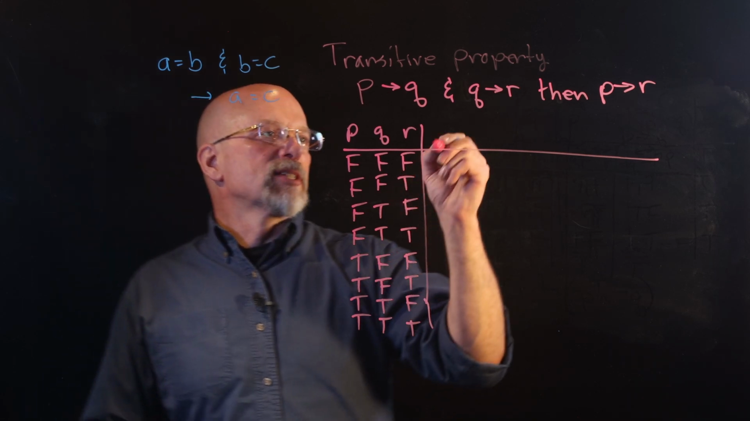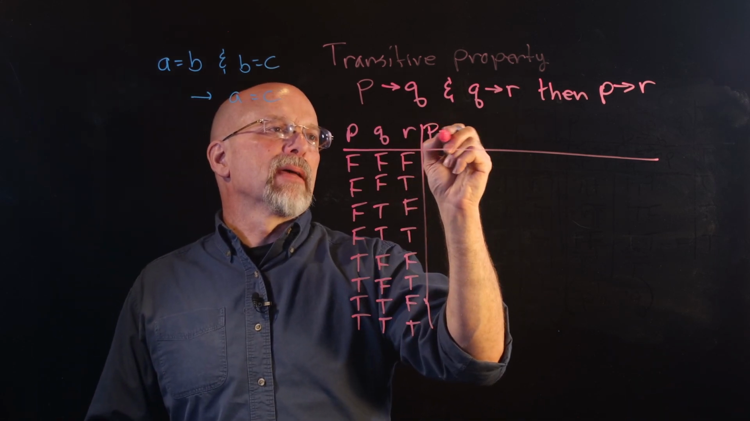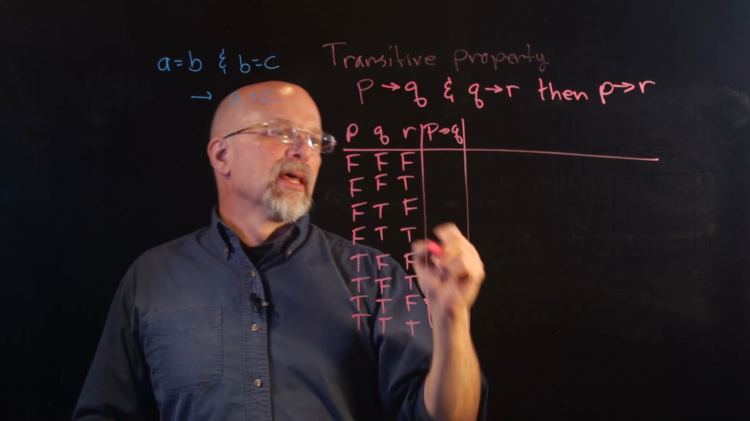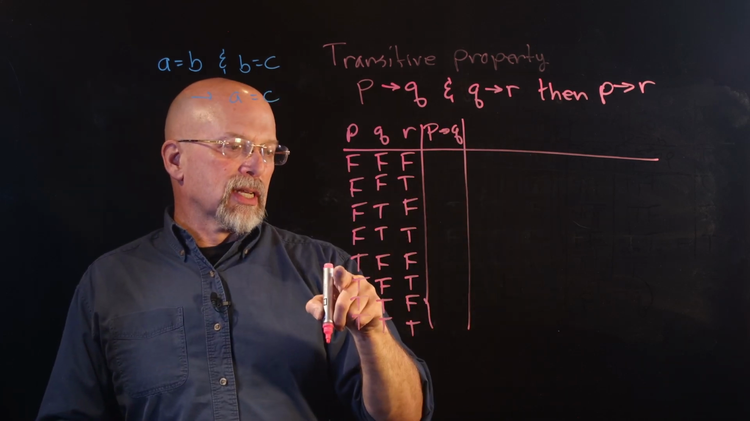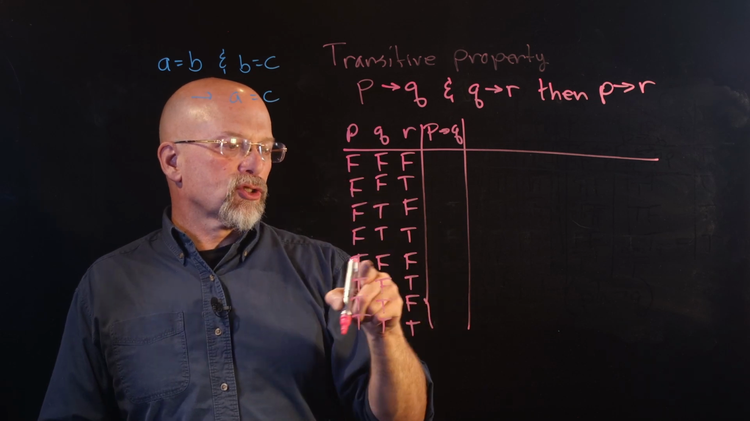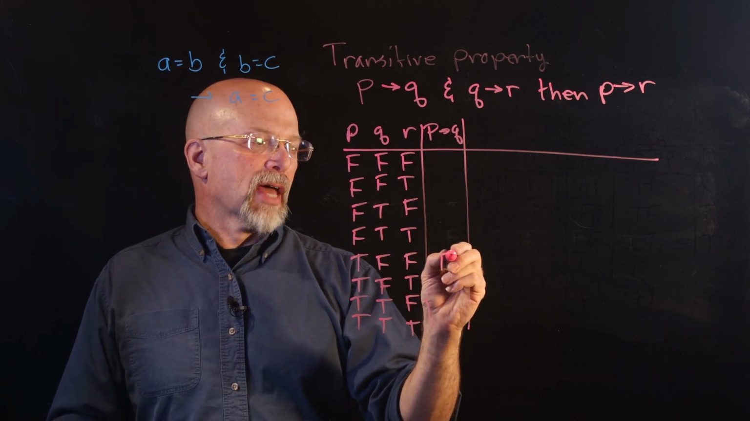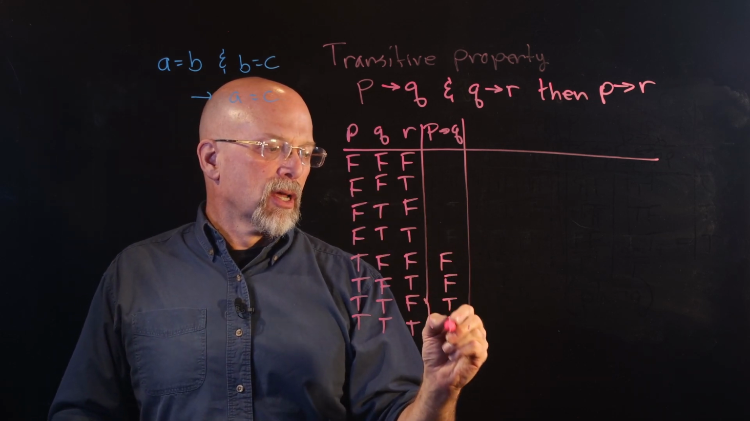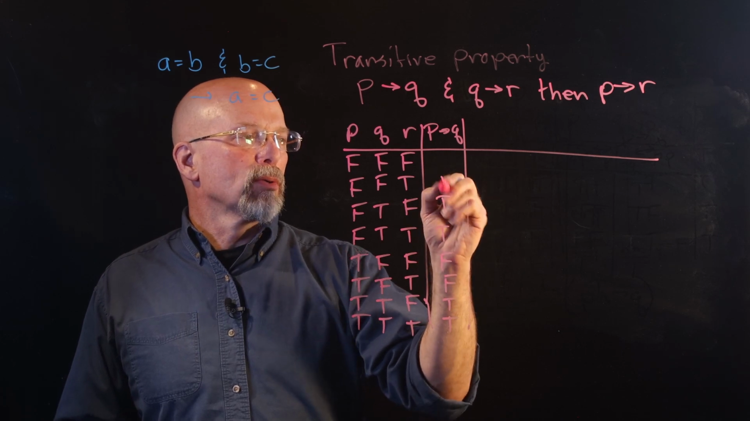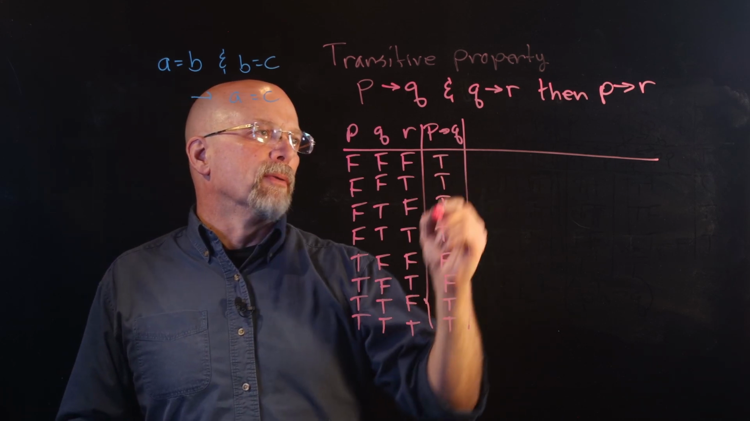All right. Now let's look at this first thing. So P implies Q. And remember what that's going to do is anytime the assumption P is true but Q is false, that's going to be our false. Other than that, all other rows of this truth table are going to be true.